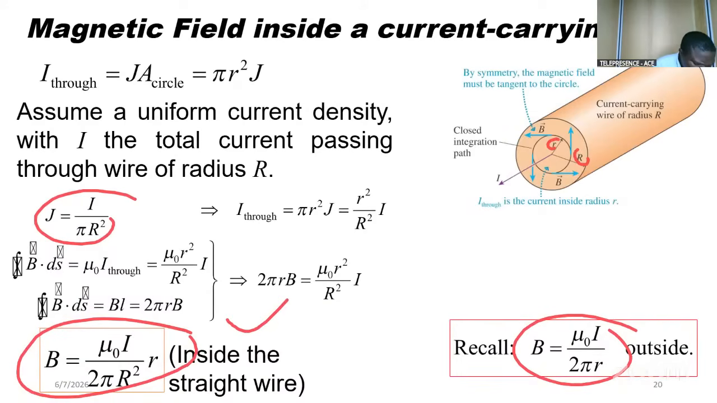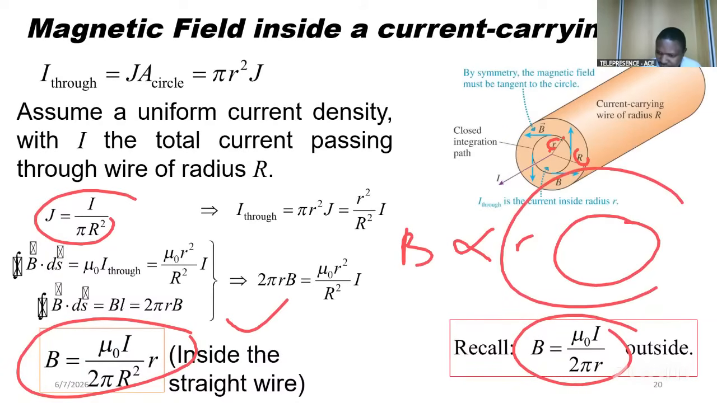Inside the wire, the magnitude B of the magnetic field is proportional to r. But mind you, at the center, the magnetic field there is 0. Why? Because r at the center is 0. So from there we can say the magnetic field at the center is zero. D is the center.